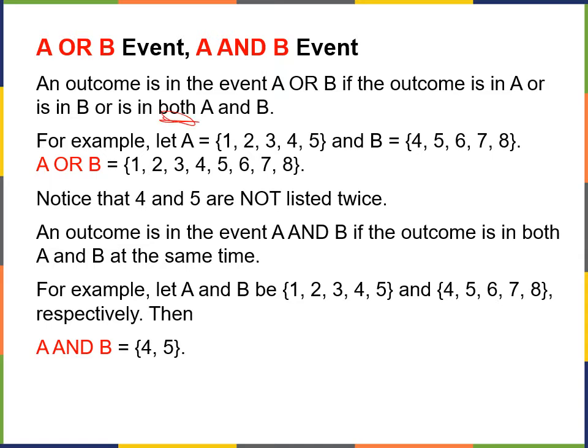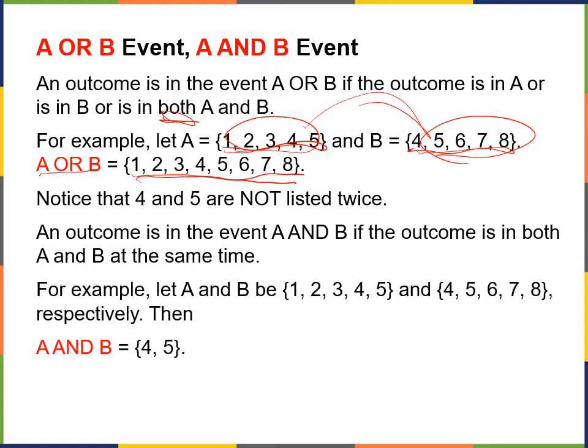So if I said A is this list of numbers and B is this list of numbers, tell me what's in A or B or both. Well, you would say basically everything here, and there's some things that are in both. And I'm not going to write them twice when they're in both, like say 4 and 5 are in both, but this is just a list of everything that's in A, B, or both.